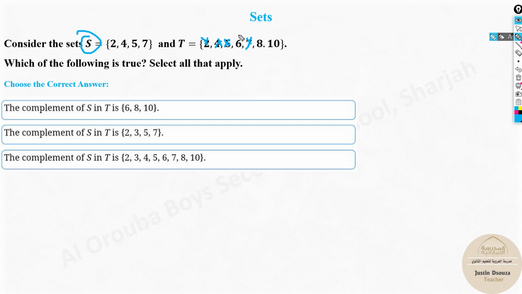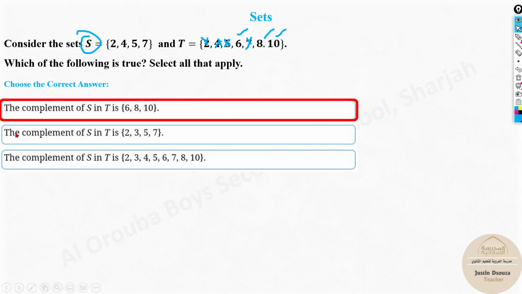Now the complement is the remaining numbers which were not there in S. That is 6, 8 and 10. So the complement of S in T is 6, 8, 10. Yes, this is absolutely right. Let's see the other options.